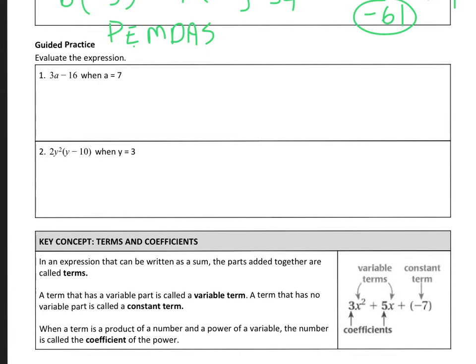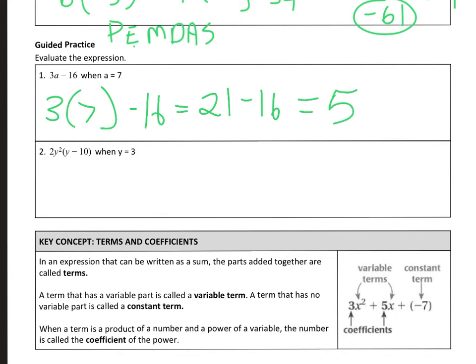So, for this guided practice, I would take 7 and substitute it in wherever I see an A in that expression. So that expression becomes 3 times 7 minus 16. No parentheses to simplify, no exponents, so I would handle the multiplication. 21 minus 16. 3 times 7 is 21. 21 minus 16 is just 5. There's my expression, evaluated.